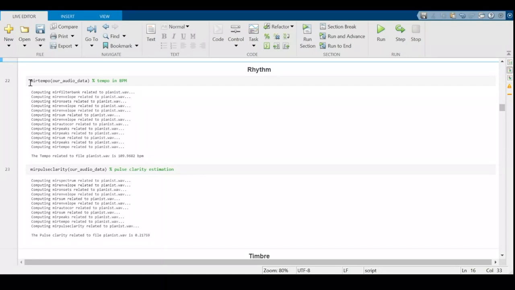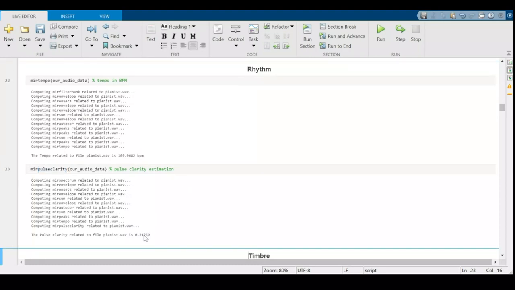So this function is calculating how many beats we have per minute. Here, the tempo related to our file is 109, approximately 110 beats per minute. Pulse clarity is a function that estimates the rhythm clarity, indicating the strength of the beats estimated by the mirtempo function. Here we can see that we have quite low pulse clarity.